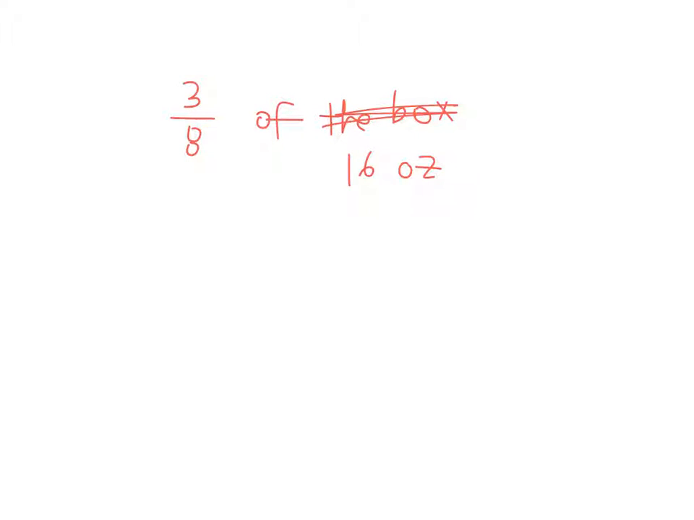So if I want to find out how many ounces are left, I can find out how much is in 3/8 of 16 ounces. Do you agree? We know the word of means what? Multiply. So what we're really finding is 3/8 times 16. How can I write that as one fraction? Ani?